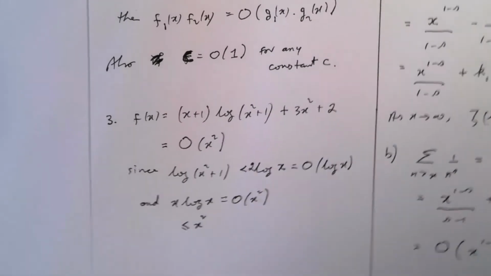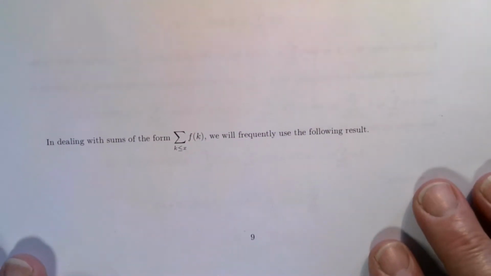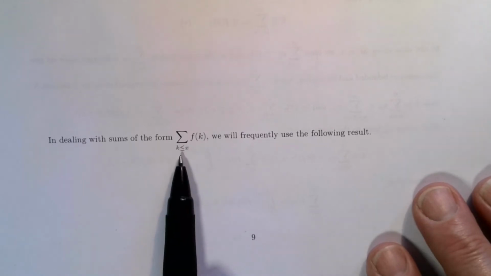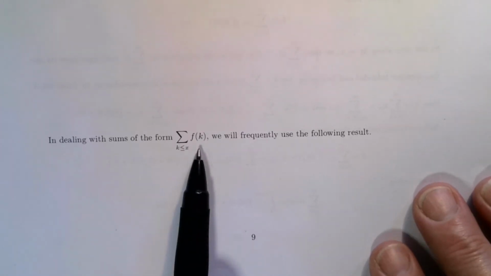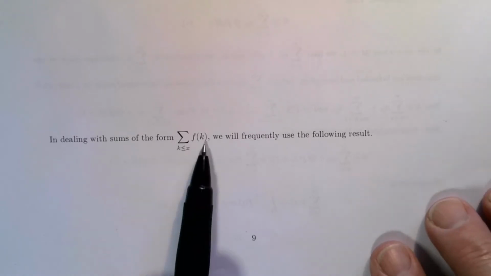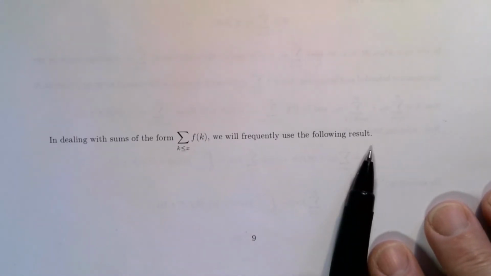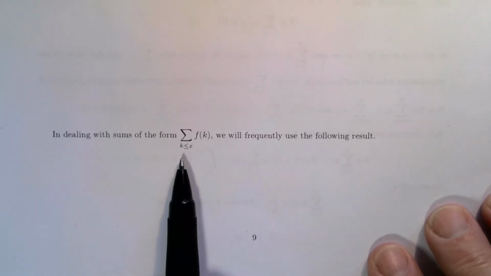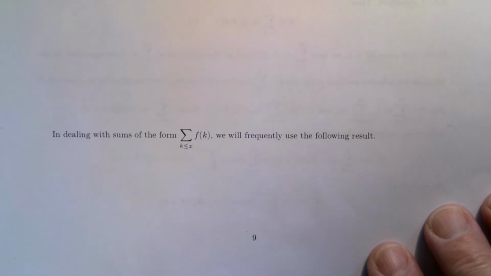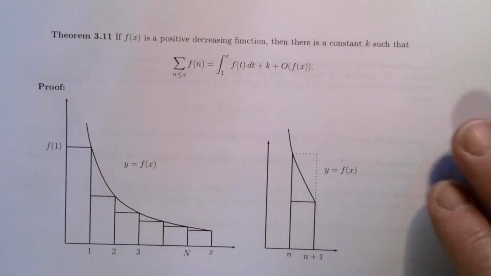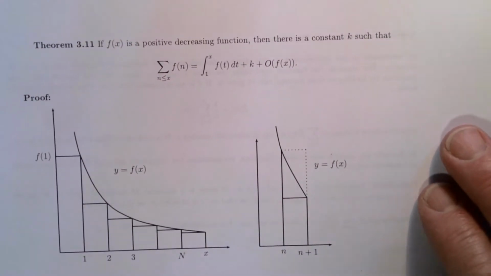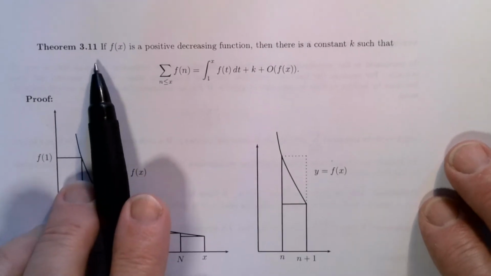Now, in dealing with sums of this form, when we're looking at this sum here, k less or equal to x of f of k, we want to be able to get some idea of the size of this thing, and so we're going to use the following very important result. Now remember that summation is difficult, but integration is easier, and so we're going to use the following result, which is a very important one, theorem 3.11.